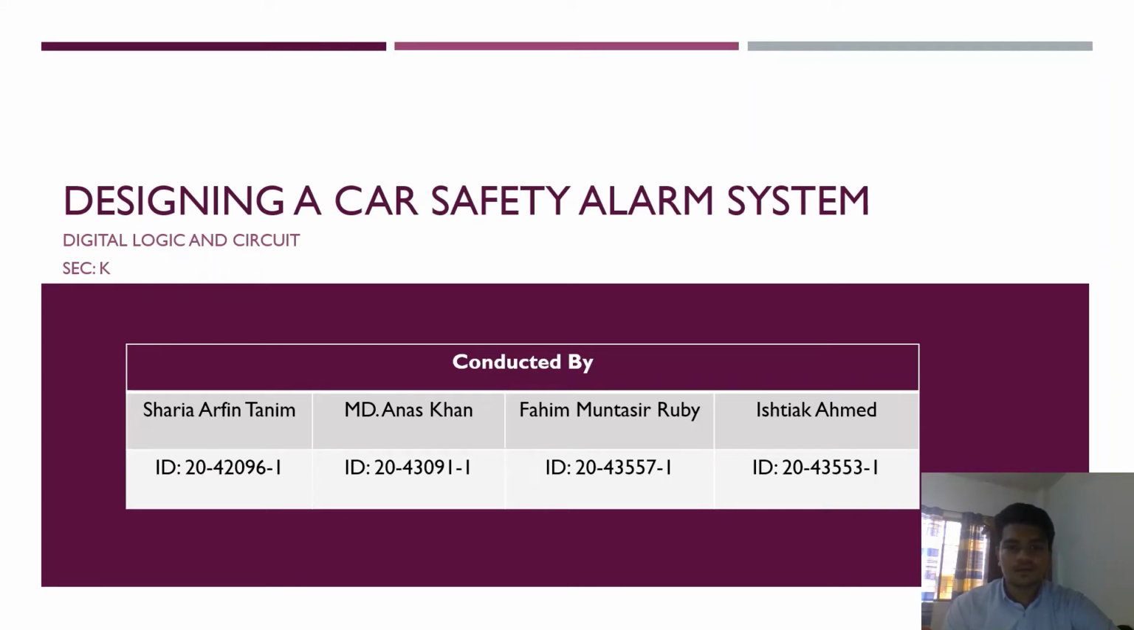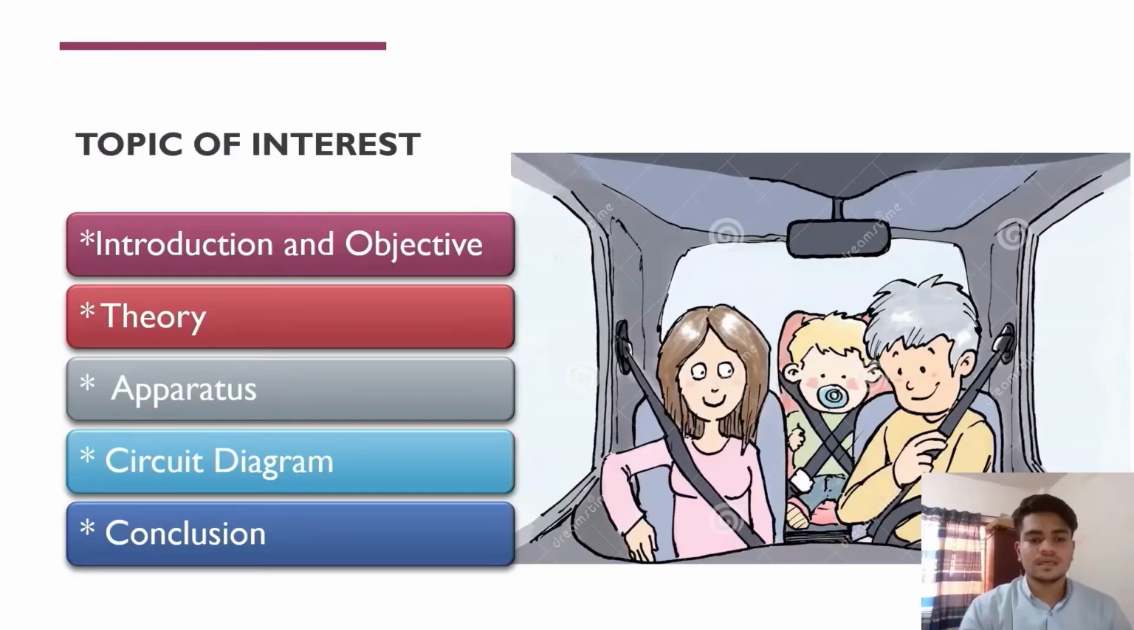Our project is about designing a car safety alarm. So let's start. As you can see in the slide, there are five portions: introduction, objective, theory, apparatus, circuit diagram, and finally conclusion. So first, I'm going to talk about introduction and objective.